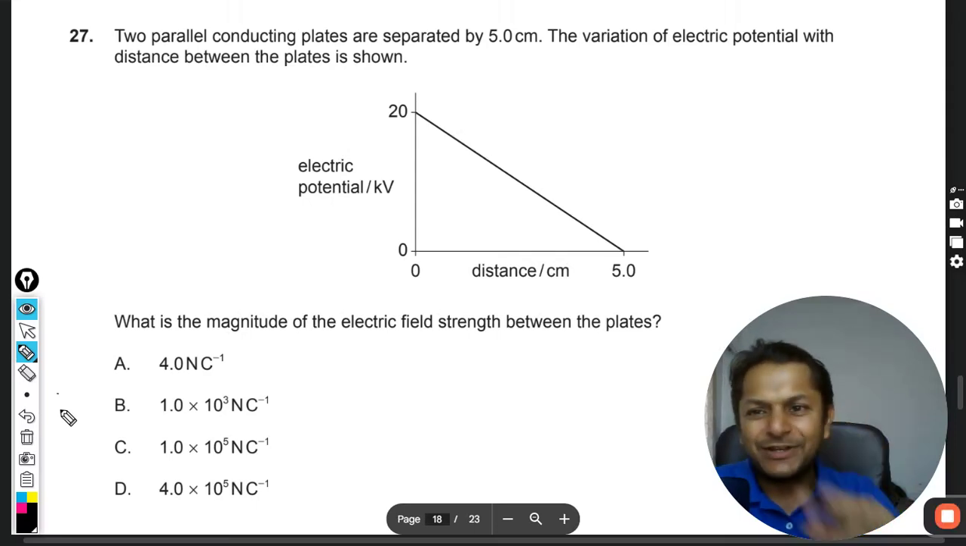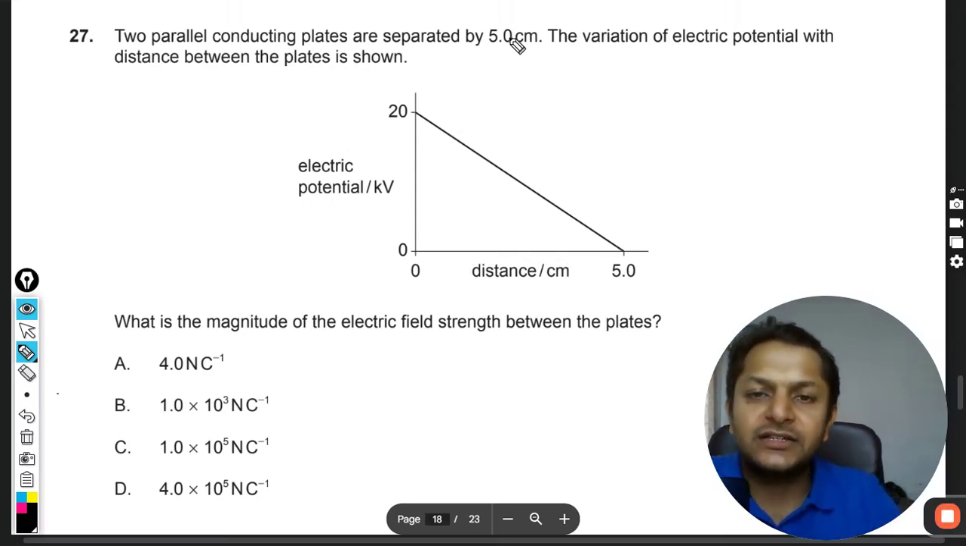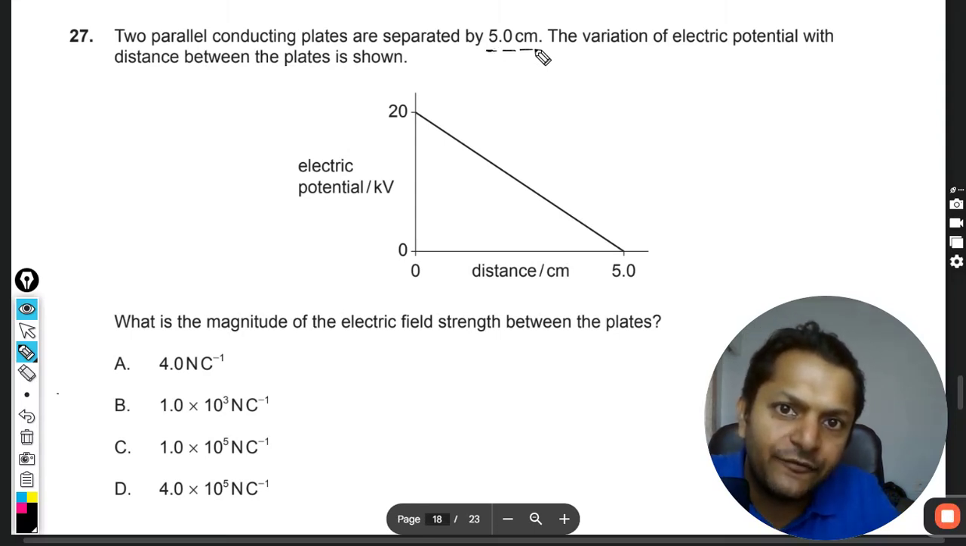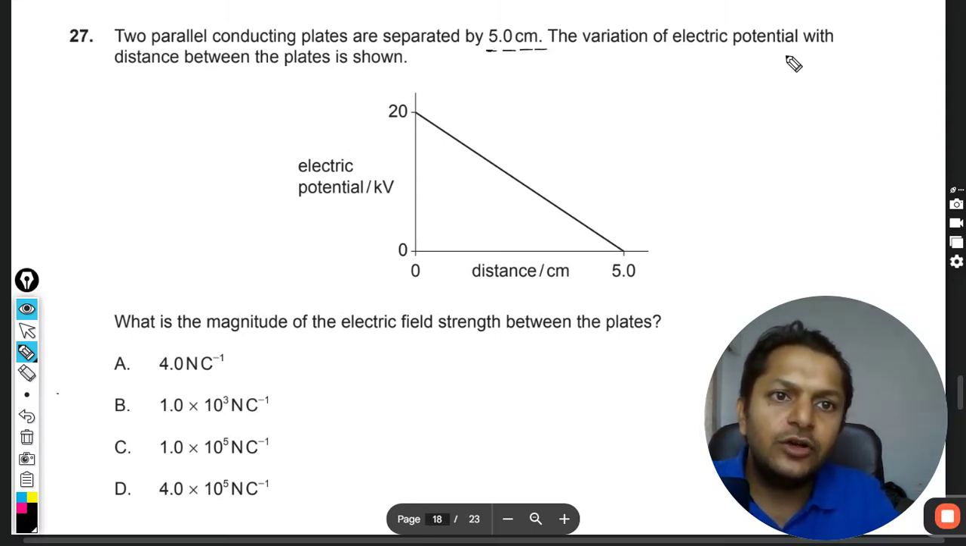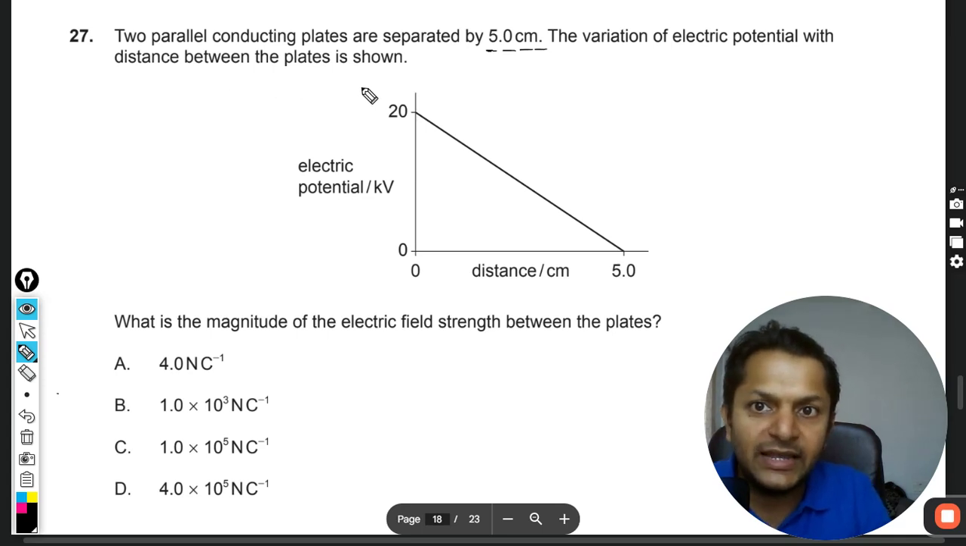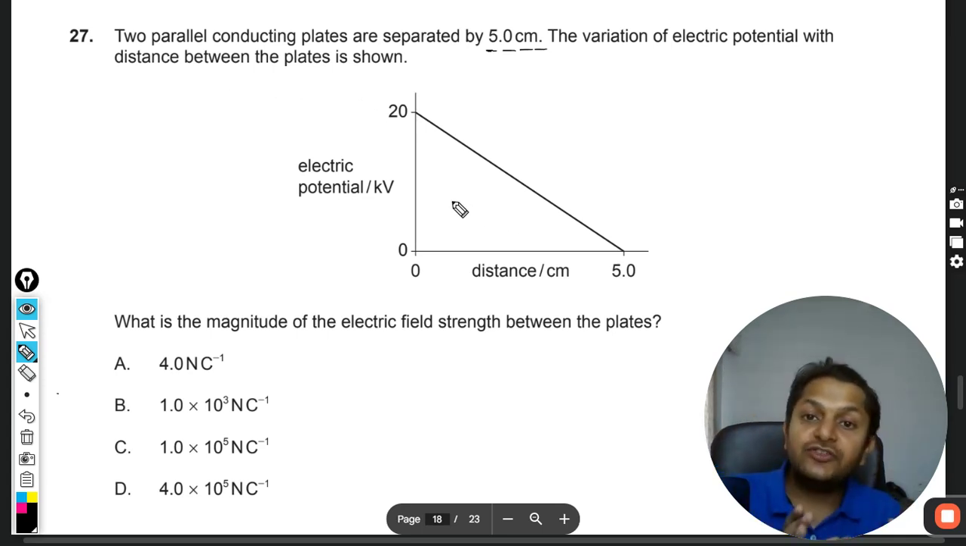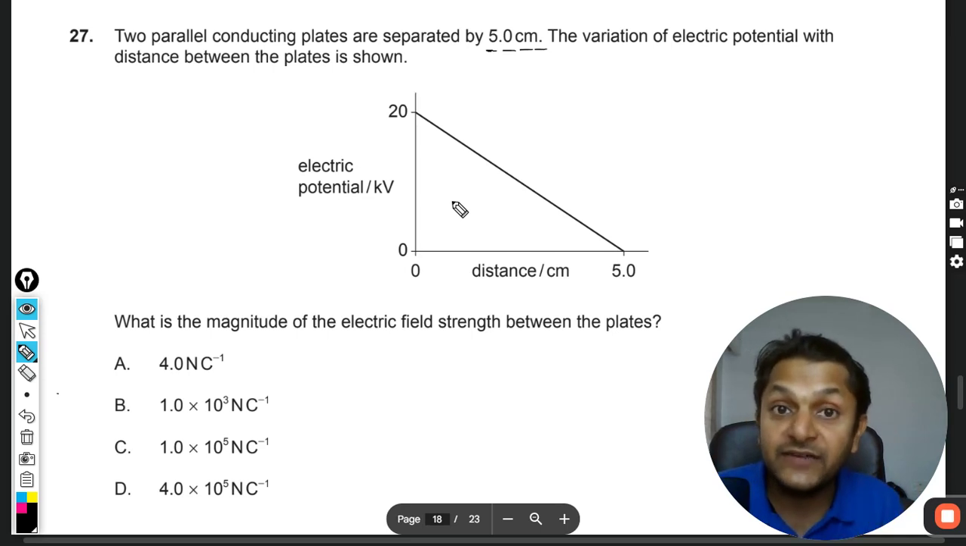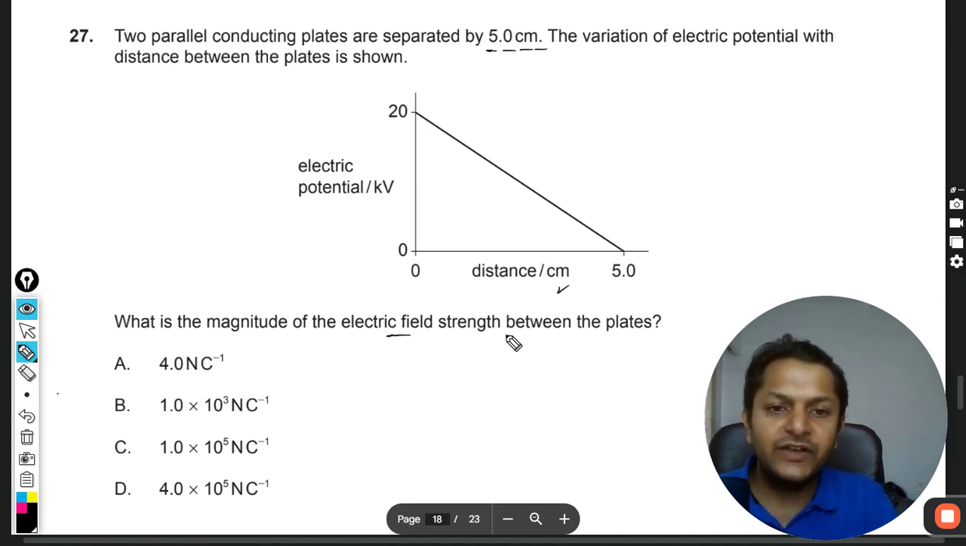Okay, dear student, let's see what is there in this question. Two parallel conducting plates are separated by a distance of 5 centimeter. The variation of electric potential with the distance between the plates is shown. So the variation of the electric potential is given with respect to the distance. What is the magnitude of the electric field strength?